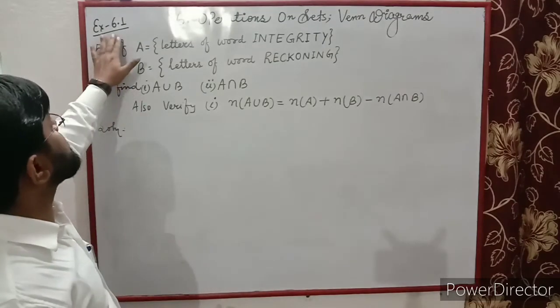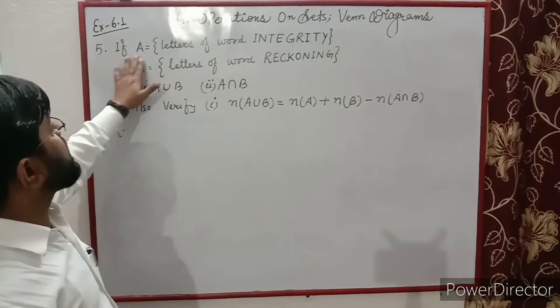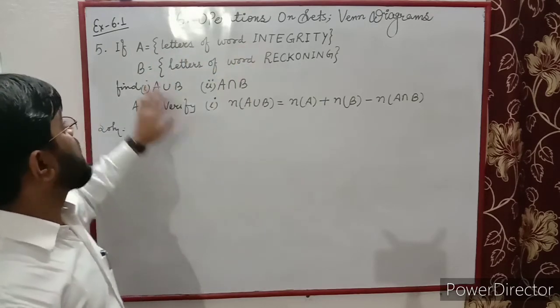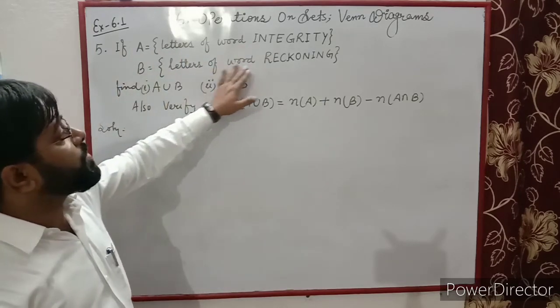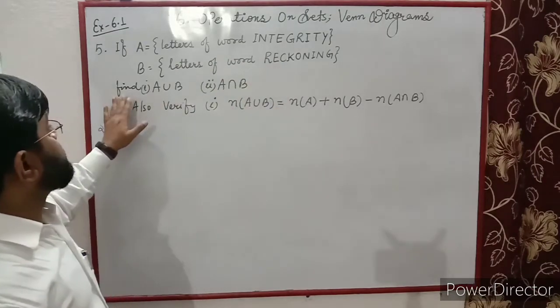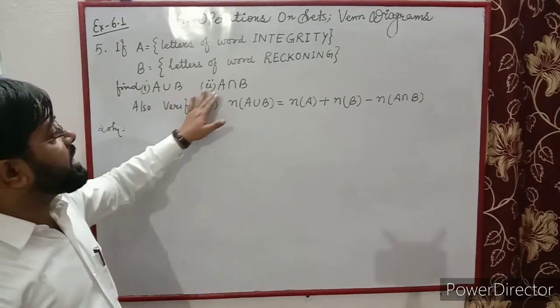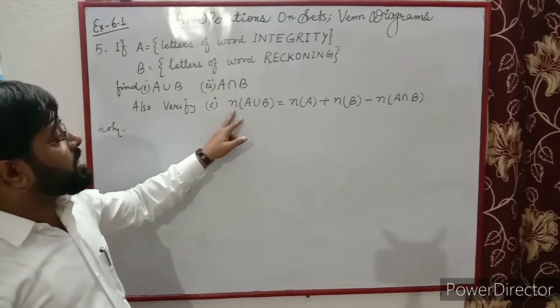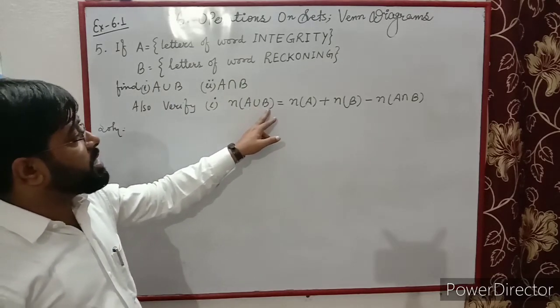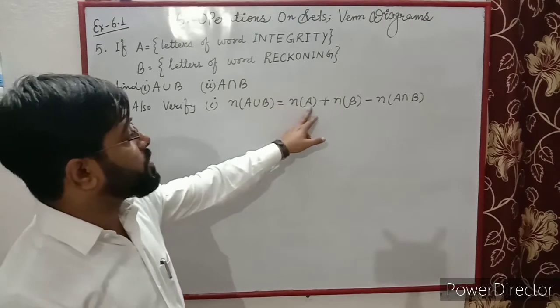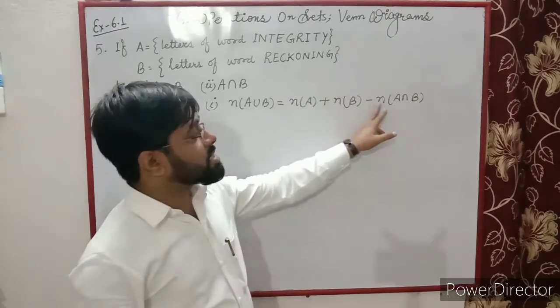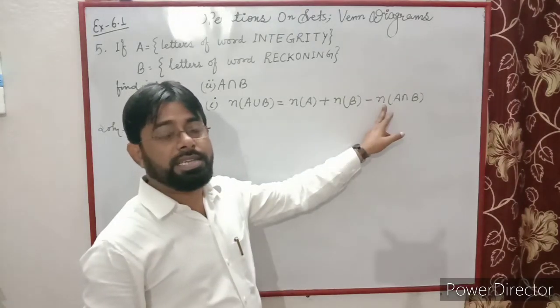Question number 5 from exercise 6.1. If set A is the letters of the word INTEGRITY and set B is the letters of the word RECKONING, find first A union B, second A intersection B, and also verify that the cardinal number of set A union B is equal to the cardinal number of set A plus the cardinal number of set B minus the cardinal number of set A intersection B.